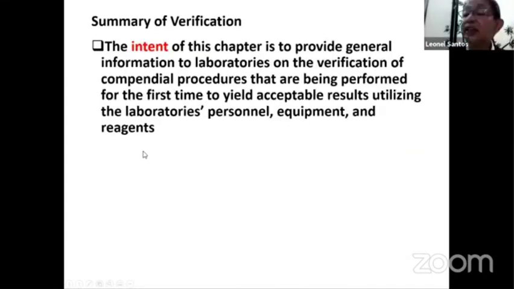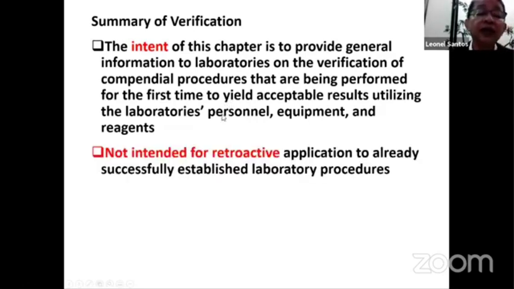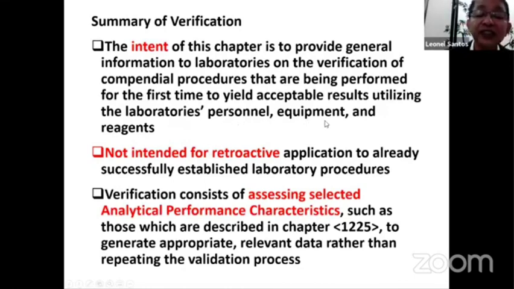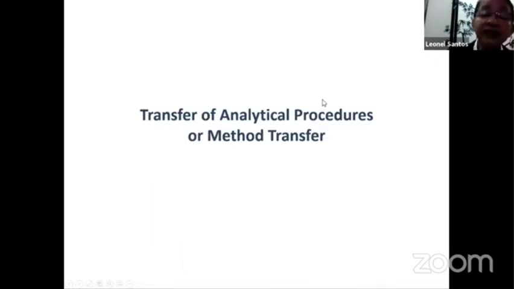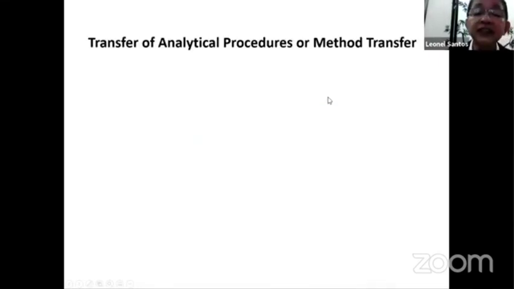So to summarize verification, the intent of this chapter is to provide general information to laboratories on the verification of compendial procedure that is coming from USP that's being performed for the first time so as to yield acceptable results. It is not intended for retroactive, meaning if you have done it for the first time, you don't have to keep on doing it. And also verification consists of only selecting the analytical performance characteristics as opposed to doing everything in general in the validation. Finally, the last part would be the transfer of analytical procedure or method transfer.